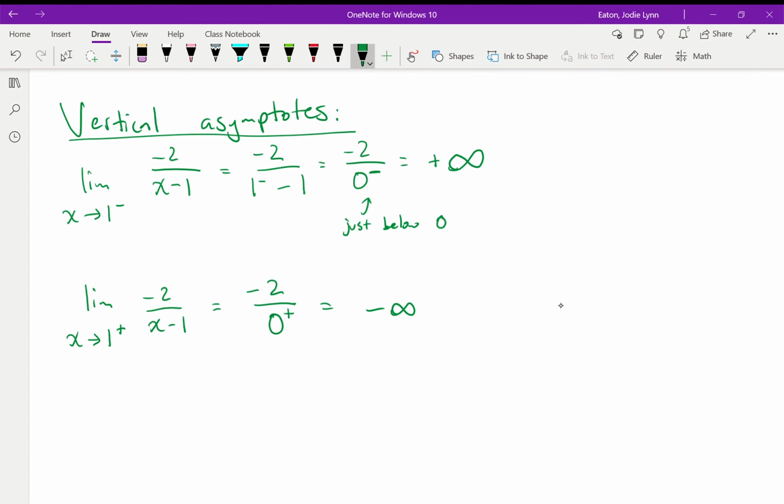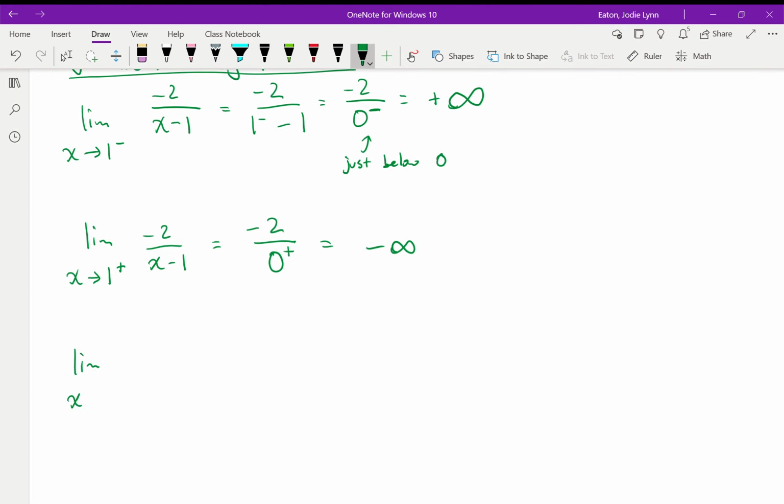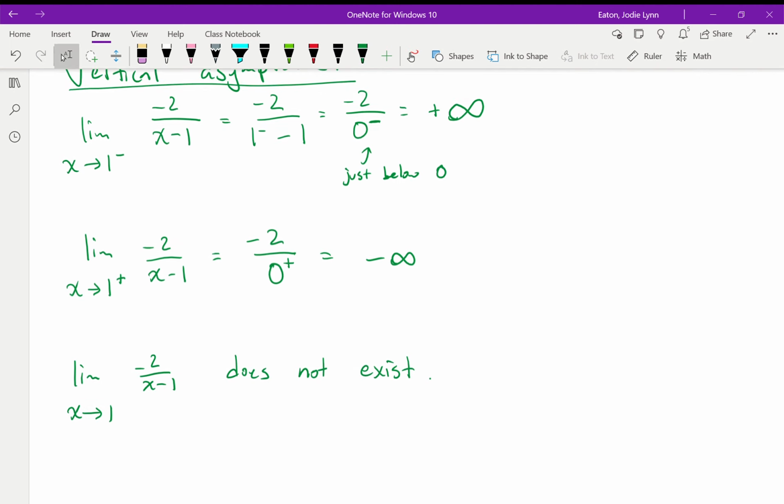Okay? So our limit, as we had discussed before, we have a limit that's going to positive infinity. We have a limit that's going to negative infinity. So we can't say that the limit as x approaches 1 of negative 2 over x minus 1 exists, because it's going two different places on two different sides. So we would say that this does not exist. But if they were both going to positive infinity, again, the limit technically doesn't exist, but we can say that as we get closer and closer to 1 on both sides, we are approaching positive infinity.